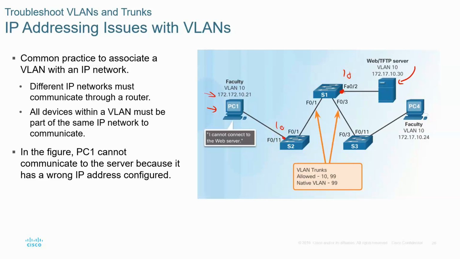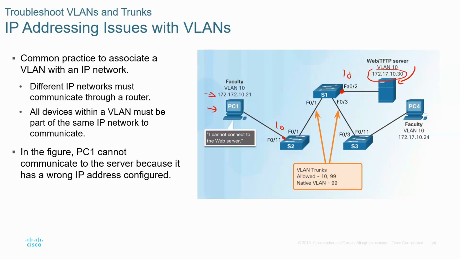However, PC1 in this case will not be able to forward traffic to the server and not receive anything from the server because the server's IP address has been misconfigured. So it is necessary not only to configure the ports and the switches to be members of the correct VLAN, you have to also make sure that they are all given IP addresses with the same network address. Okay, we have to think about that.